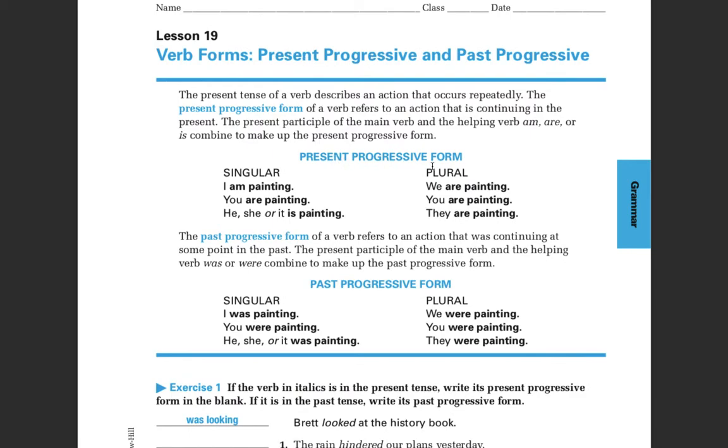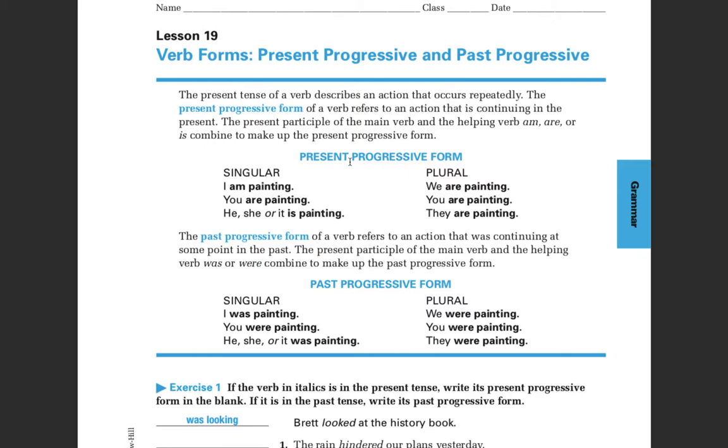What is the present progressive tense? It's a verb that describes an action that occurs repeatedly. Repeatedly means it's being repeated. The present progressive form of a verb refers to an action that is continuing in the present, so it's happening continuously in the present time. The present participle of the main verb and the helping verb am, are, or is combine to make up the present progressive form. So, what is the present progressive form? It is verb to be and ing added to the verb. So again, the present progressive is an action that is happening repeatedly in the present time.